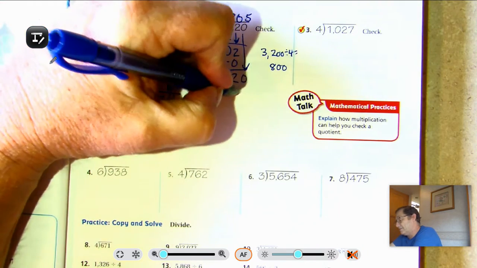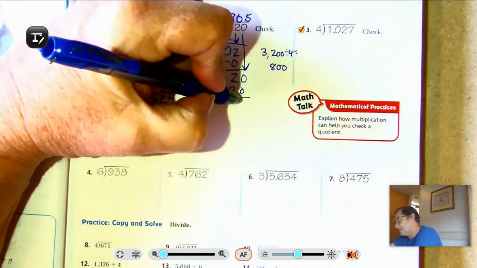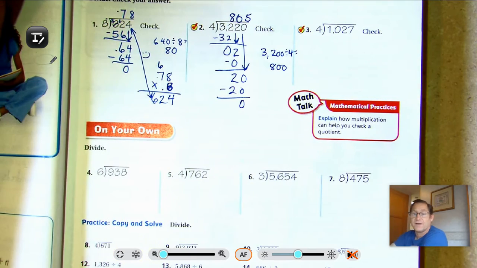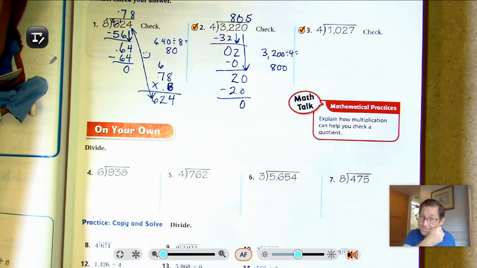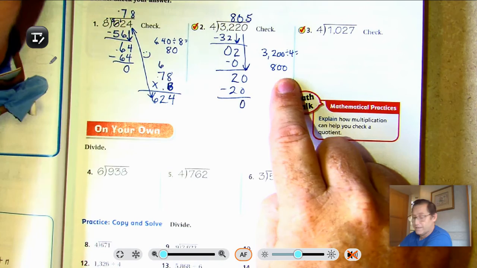4 times 5 is 20. So 4 times 5 ones is 20 ones. Subtract, we get 0 left. So we're saying our answer is 805. Well, that is close to my estimate, so that's reasonable.